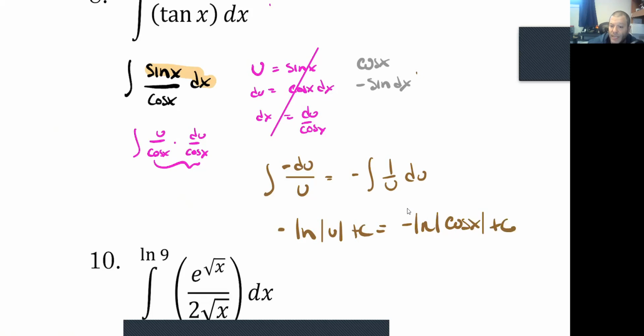And notice here it is important to keep our absolute values, because the cosine does dip into negatives an infinite number of times.